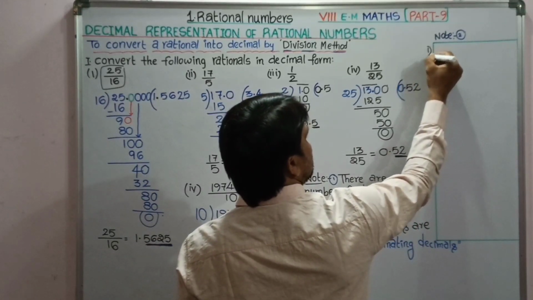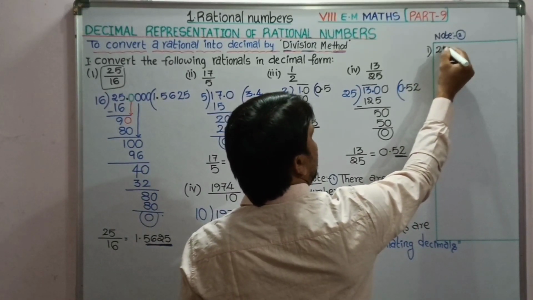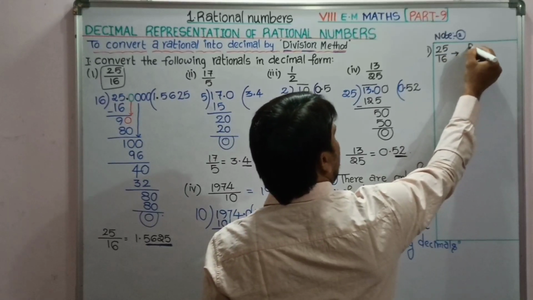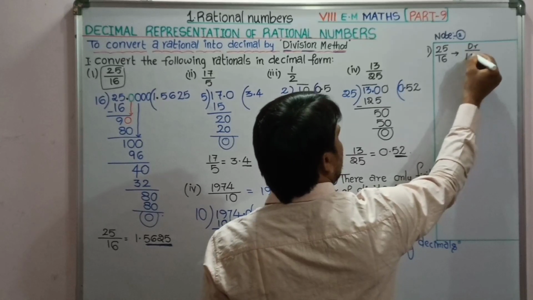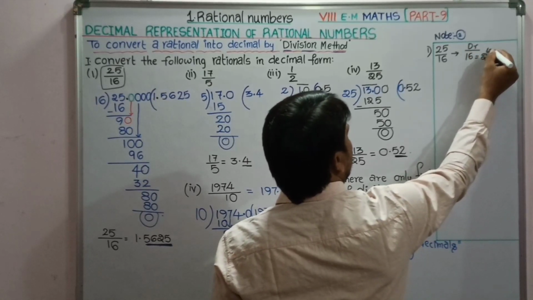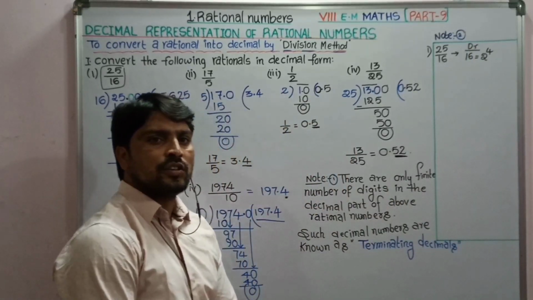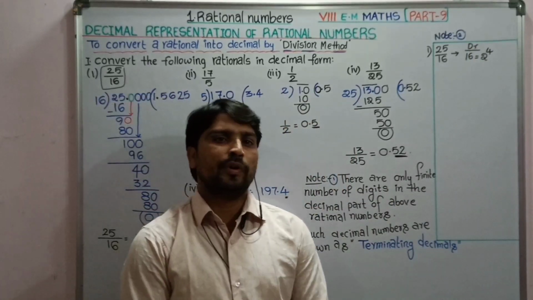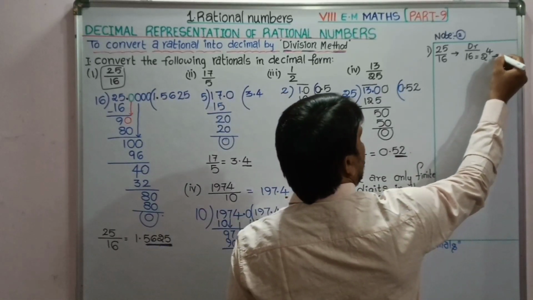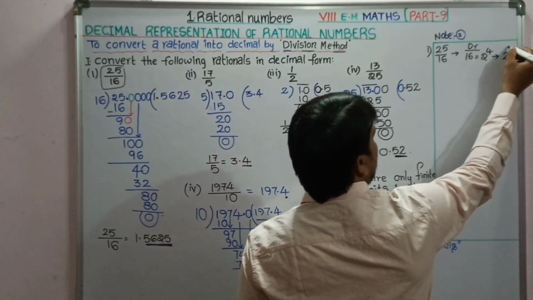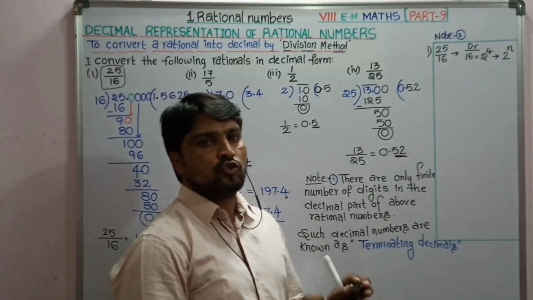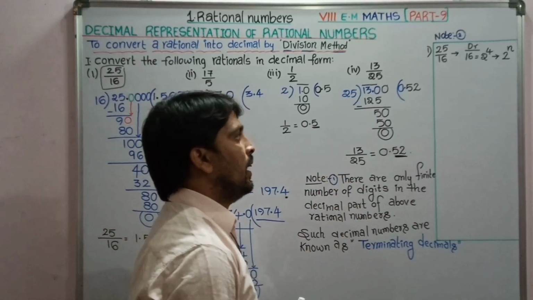For the first rational number, it is 25 by 16. What is the denominator of this rational number? Denominator is 16. That can be written as 2 power 4. 2 power 4 equals what? 16. Here the denominator is of the form 2 power some whole number n.